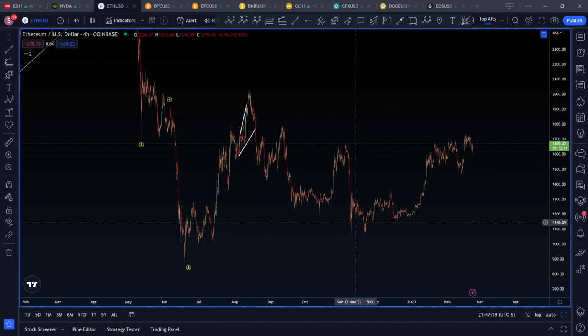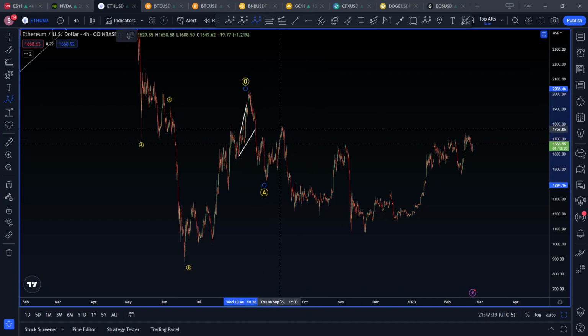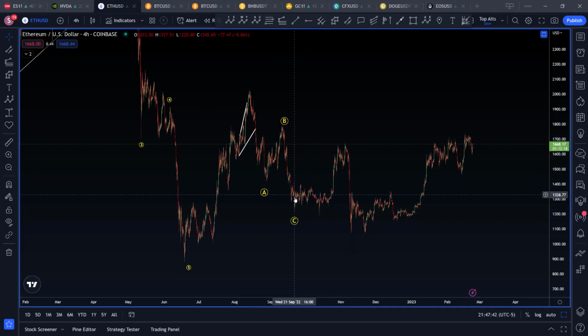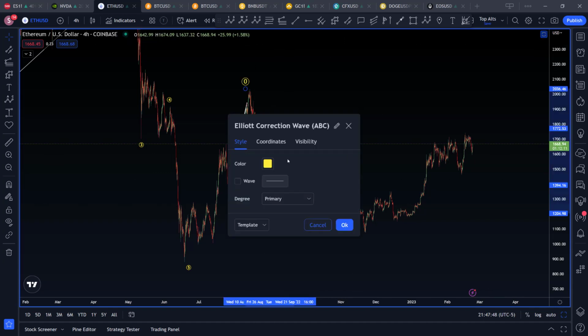It got complex. So what we ended up having was more of, I would think, you would have thought this would have been an A and then B, C, but really what appears to have happened is that we got an ABC, just looking at it here, B, C, because this is an impulsive move off this low, A, B, C.